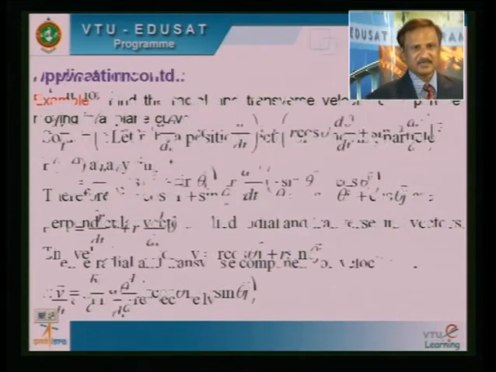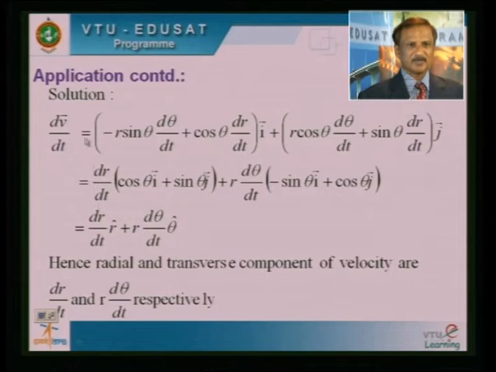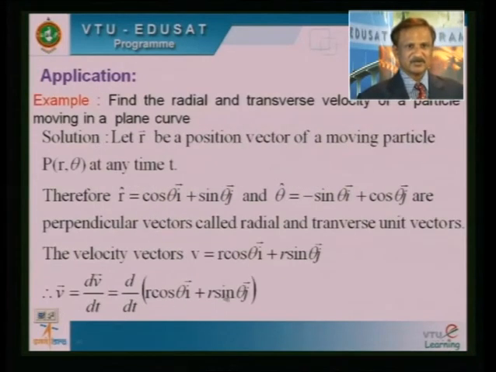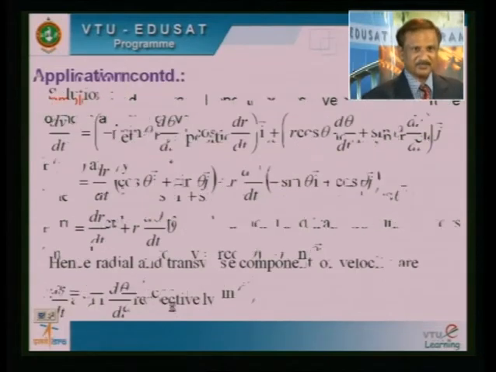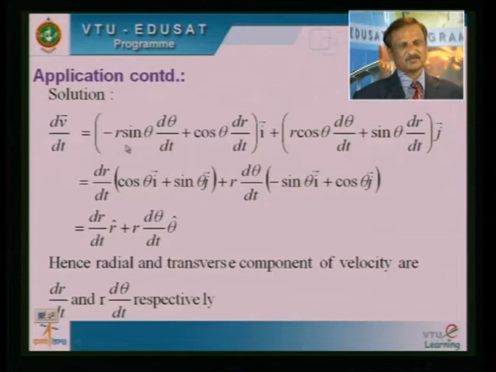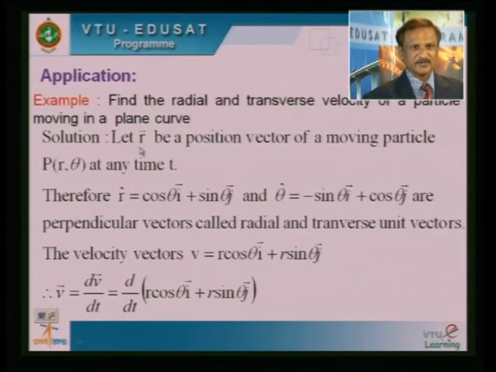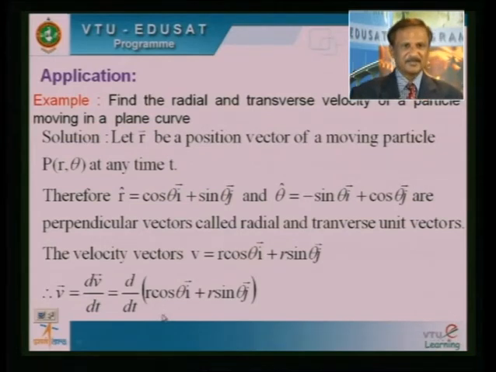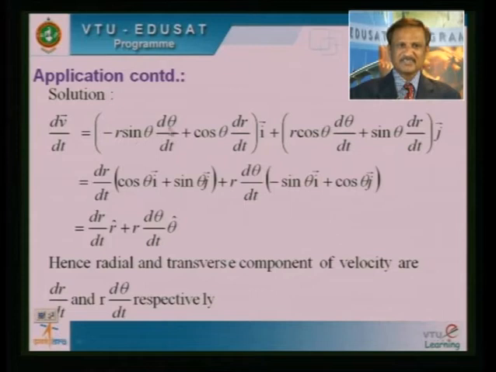You want to differentiate this function, so you will get dv by dt is equal to... Here you can observe r into cos theta. I want to differentiate r into cos theta, so you can use the product formula. You can keep minus r as it is, and the derivative of cos theta is minus sin theta into d theta by dt. Plus, with respect to t, you can keep cos theta as it is, so that's why I have written cos theta into dr by dt.